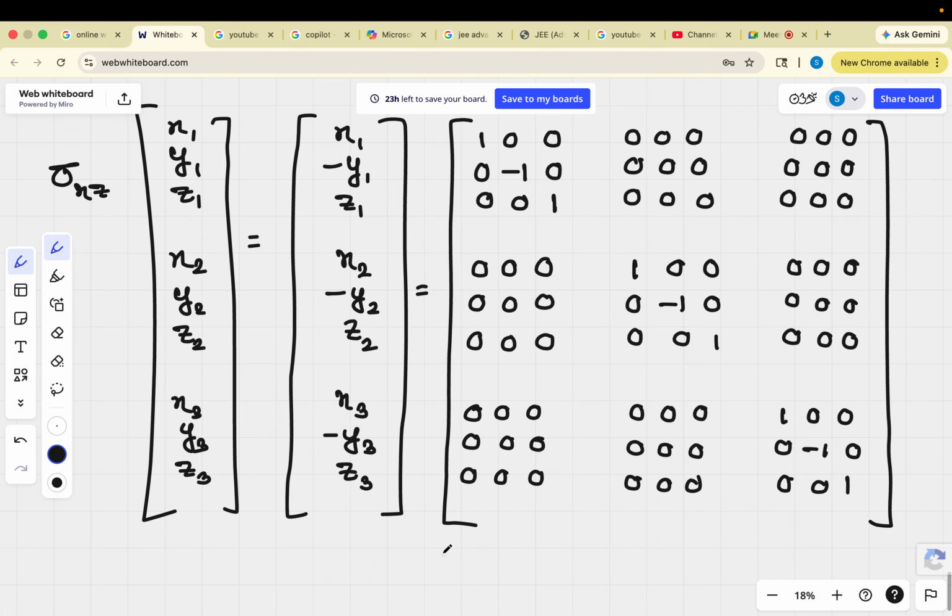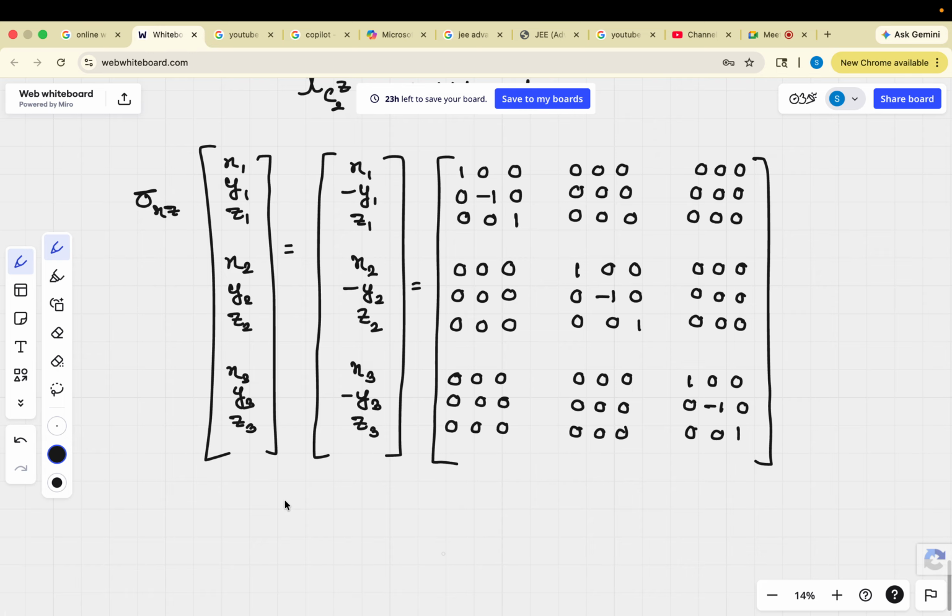So if I have to find out now the character for this sigma xz, so chi of sigma xz, you just add along the diagonal. So what I have? 1 minus 1 plus 1, then again you have plus 1 minus 1 plus 1, then again you have plus 1 minus 1 plus 1. So this cancels, this cancels, this cancels. So what I am getting? 1 plus 1 plus 1, so it is equal to 3. So chi of sigma xz, this value is becoming 3.